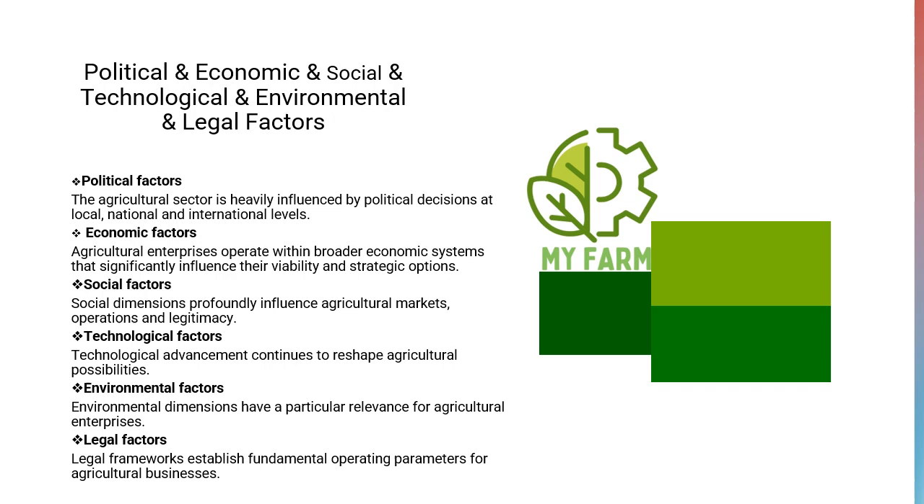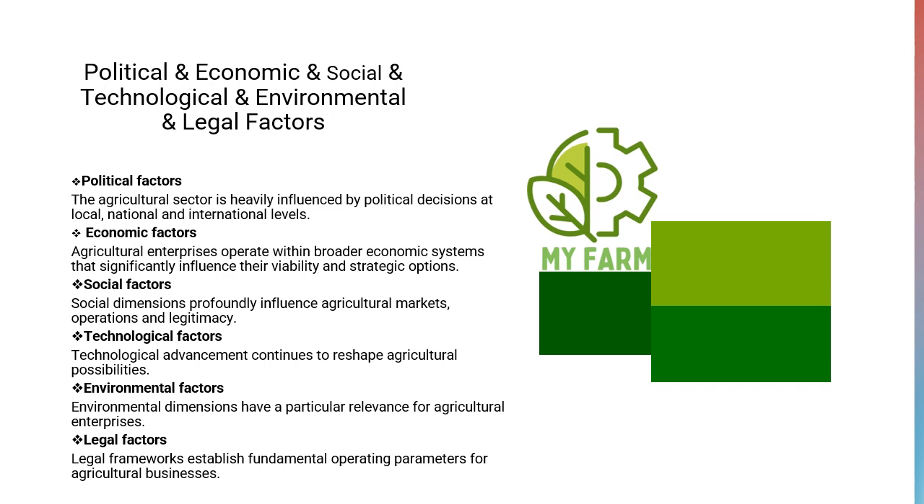Political factors reflect how agricultural businesses are heavily influenced by political decisions at local, national, and international levels. These include agricultural subsidies, trade agreements, land reform policies, and government priorities for the sector. Economic factors encompass the broader economic systems within which agricultural enterprises operate. This includes interest rates, inflation, currency exchange rates, commodity price cycles, and overall economic growth patterns that influence both input costs and output prices.